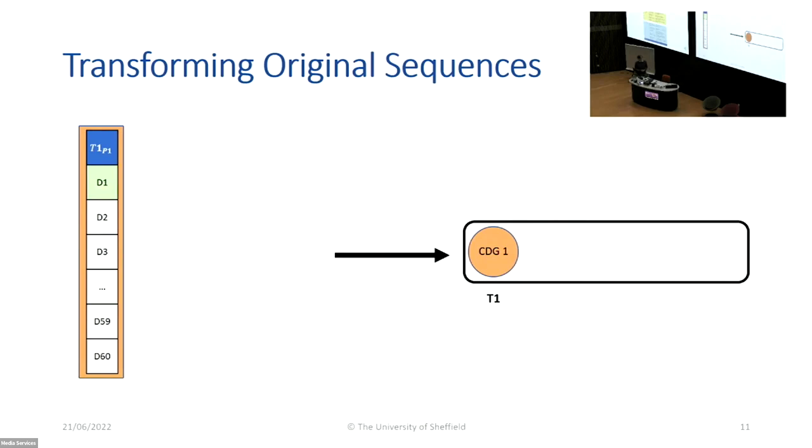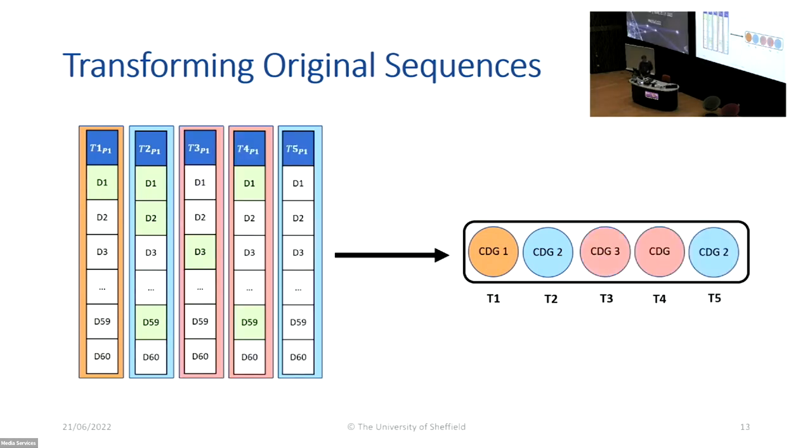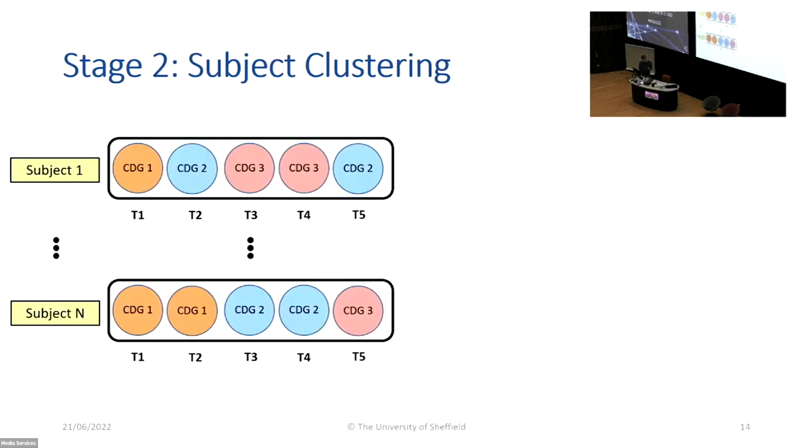This allows us to then transform the data set from the original binary vectors. Time point 1 of patient 1 goes into CDG1. Time point 2 goes into the second characteristic disease group, and then the rest follow. We do this for all the subjects in our data set, so all the subjects get transformed from the binary vectors into a sequence of CDGs. Next, we train a hidden Markov model using these sequences of characteristic disease groups.